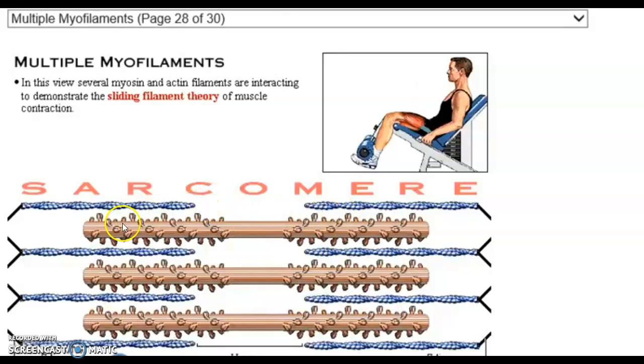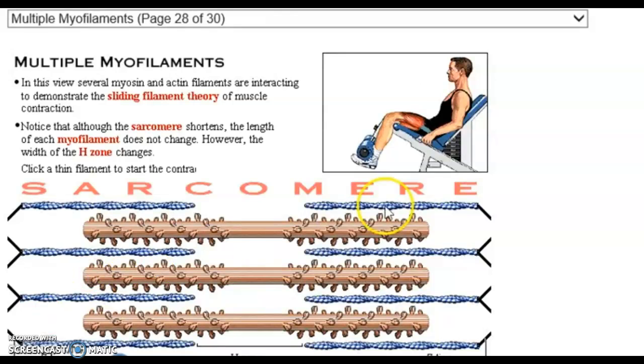We have our dark bands, the dark area, which is the length of the thick filaments. We have the I bands, which is everything outside of the thick filaments. We have the H zone here, which is the distance between the thin filaments. And again, right now it's in a relaxed position, so there's space in the H zone. When it contracts, this space would disappear as each of these came in as they were being pulled. We would also have an M line that would be anchoring this area, even though it's not shown in the picture. Click a thin filament to start the contraction.